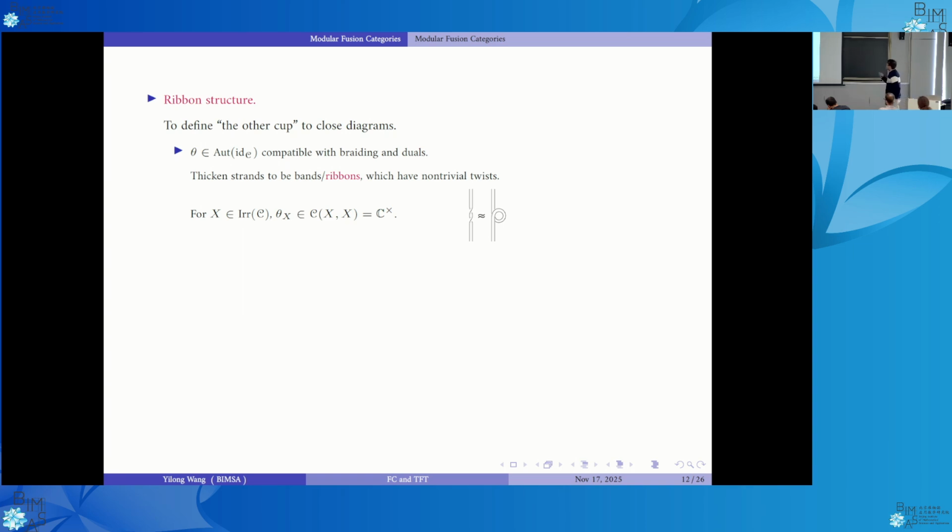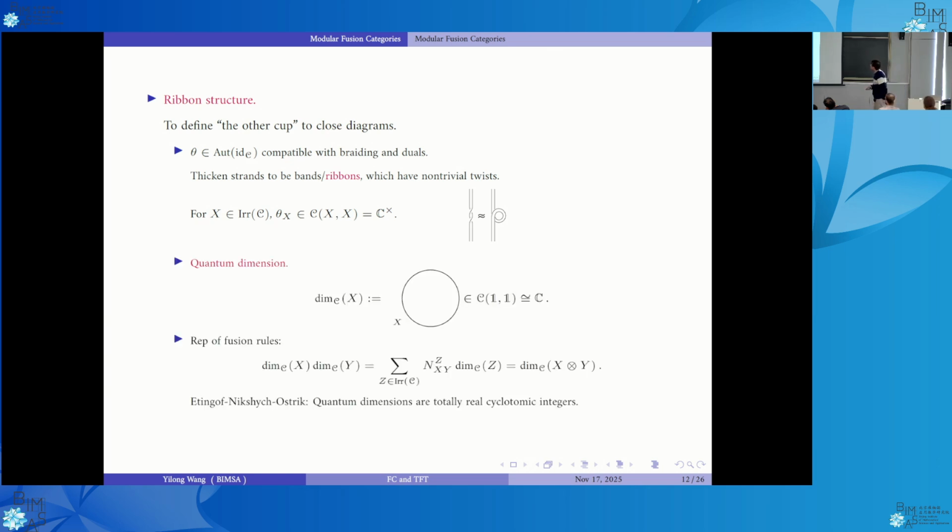In particular, algebraically, for simple objects, this theta is just represented by a non-zero number. But according to an important theorem of Vafa, this number is very special. It's a root of unity. Once we are able to close the loop, we have the other cup, and we can have something very meaningful.